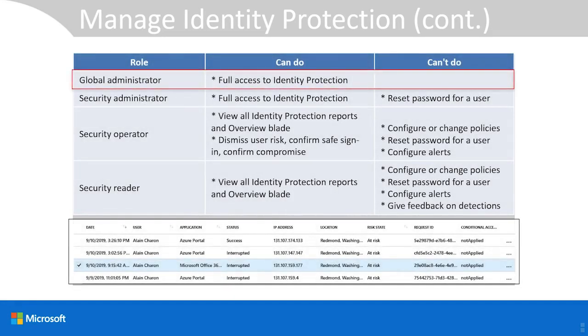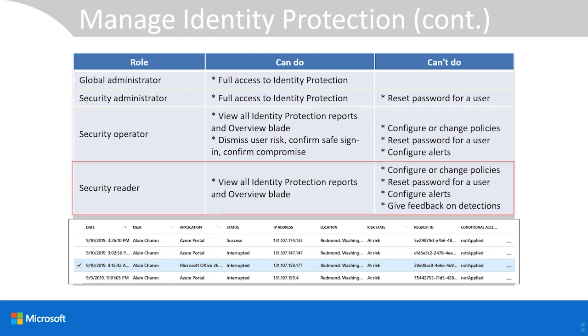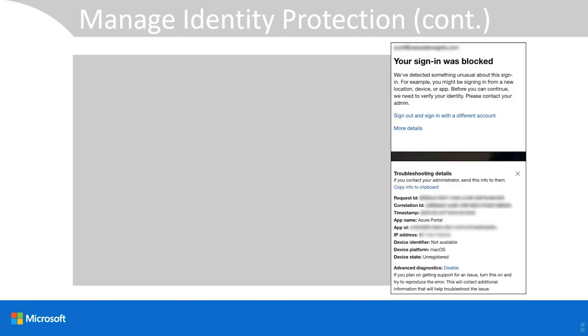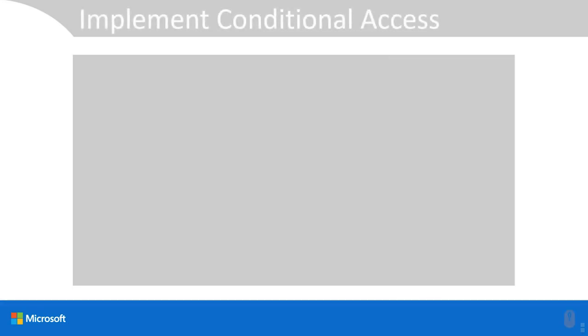Members of the Global Administrator and Security Administrator roles have full administrative access to identity protection. Security operators can perform typical help desk operations such as dismissing user risk events and confirming safe sign-ins, and security readers can view identity protection reports such as the risky sign-ins report that you see at the bottom of the slide. When an identity protection policy is triggered, the user will receive a message like the one you see here. Depending on the configuration and the severity of the event, the user may need to call the help desk to have their sign-in unblocked.